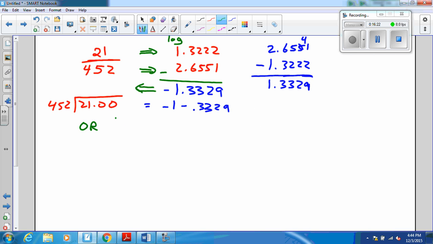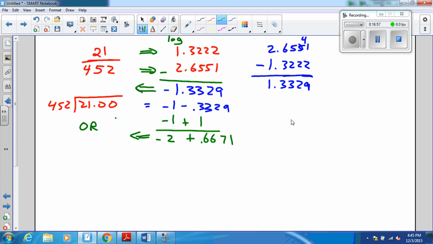We would get rid of our negative value right here by adding 1 and subtracting 1, so that we rewrote that as negative 2 plus. And now when you add 1, that's going to give you, well, we call it 1's complement of this thing, which is going to be 0.6671, just like that. Take a moment to check for yourself that negative 2 plus 0.6671 is the same as negative 1.3329.